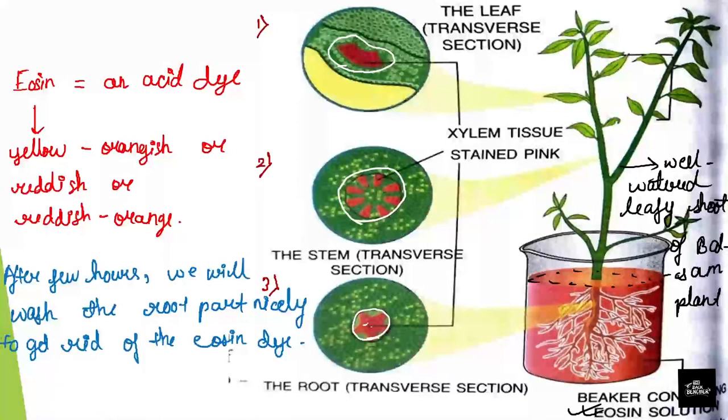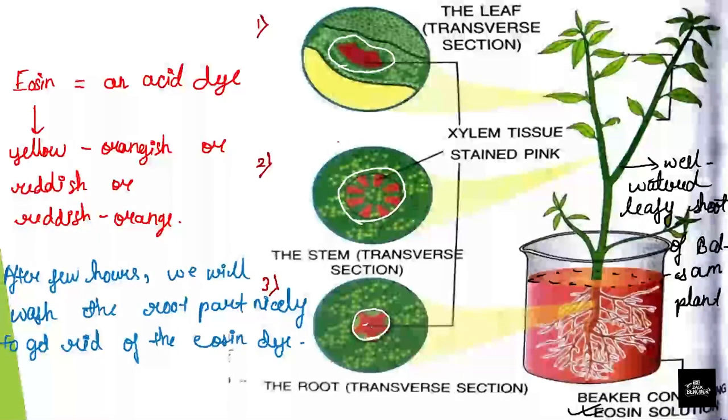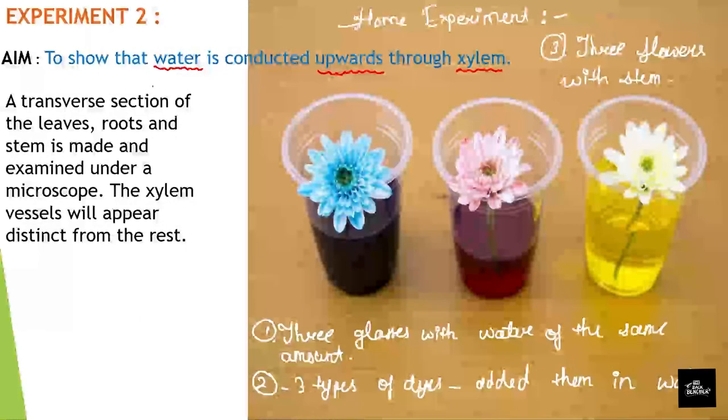So in all the three sections, we will be able to see the color of the eosin dye in which the plant was dipped, which proves our aim of the experiment, which was to show that water is conducted upwards through xylem. By these three transverse sections, we can easily conclude that water was conducted through xylem. Otherwise, it won't reach the leaves. The only organ in plants that can conduct water upwards is xylem. And that is why we can prove through this experiment that xylem is conducting water, and that too, the direction is upwards.